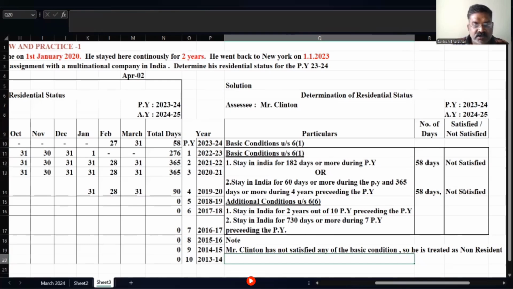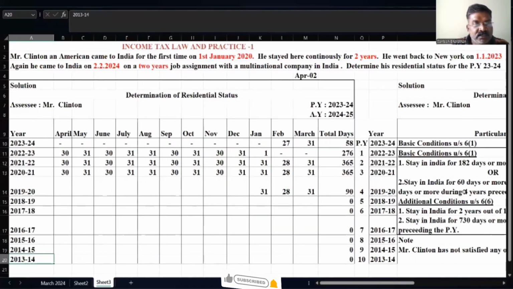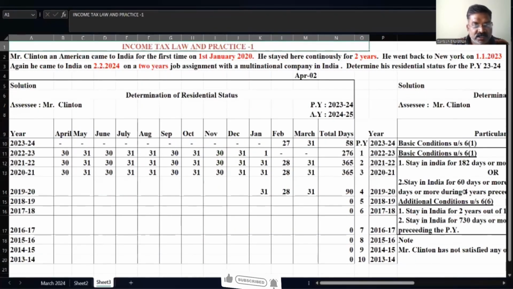I hope so, children, you have understood. It's a very simple problem. So this is related with the residential status.